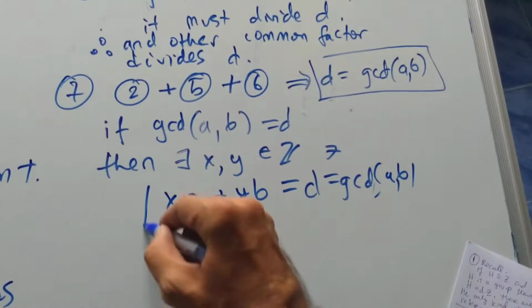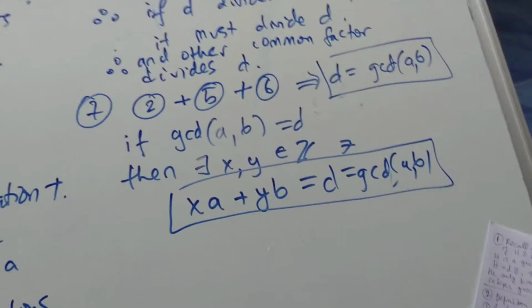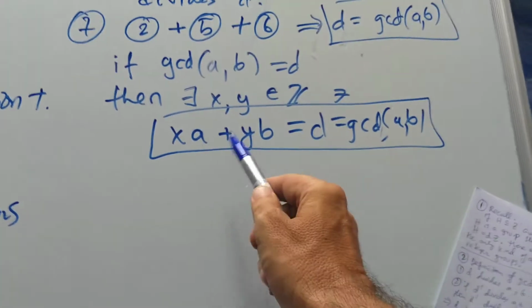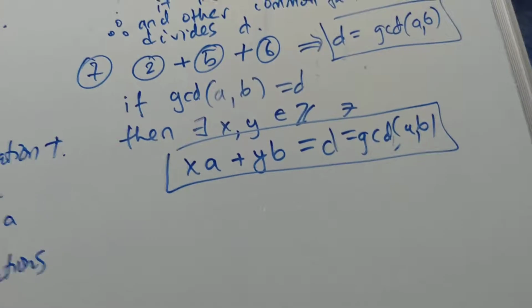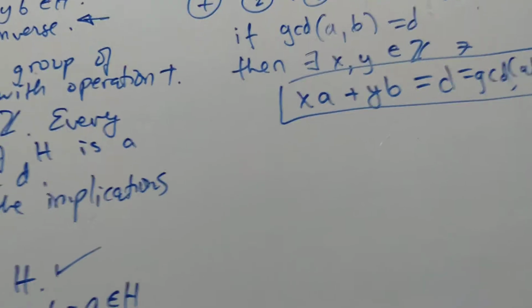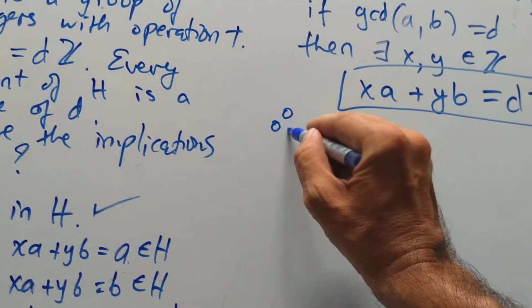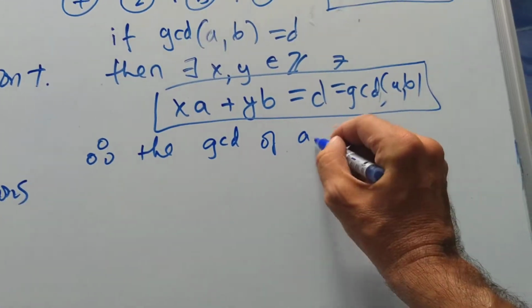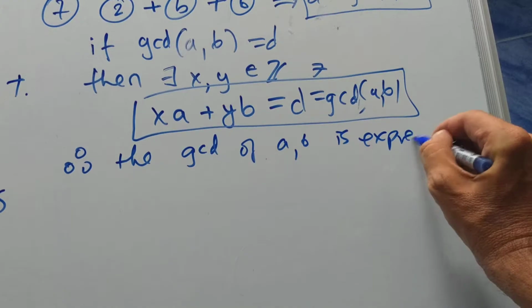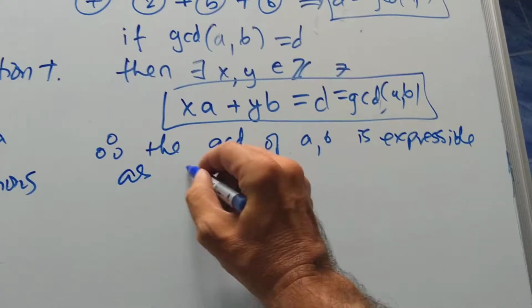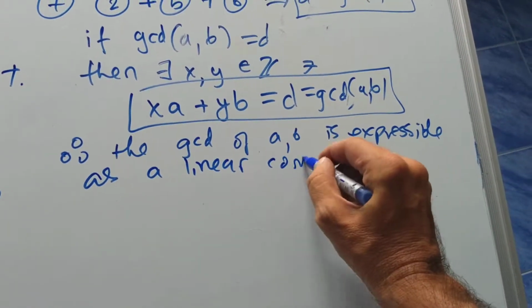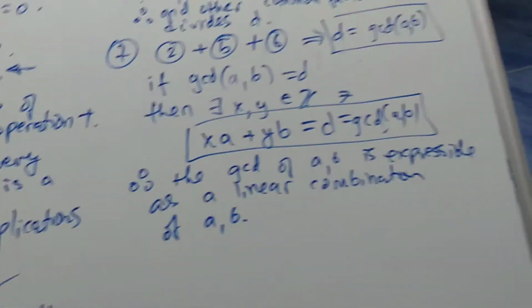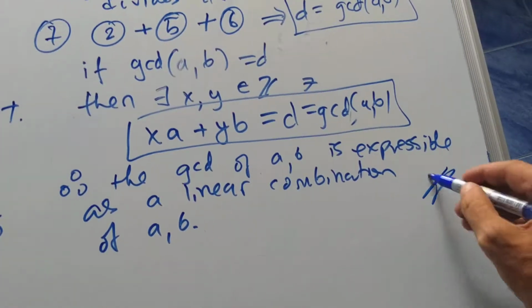Well, we did it. We proved it. We proved what we set out to prove, that the GCD of A and B is expressible as a linear combination of A and B. There we go. So therefore, the GCD of A and B is expressible as a linear combination of A and B. Beautiful. We proved it. I think this proof is spectacular.